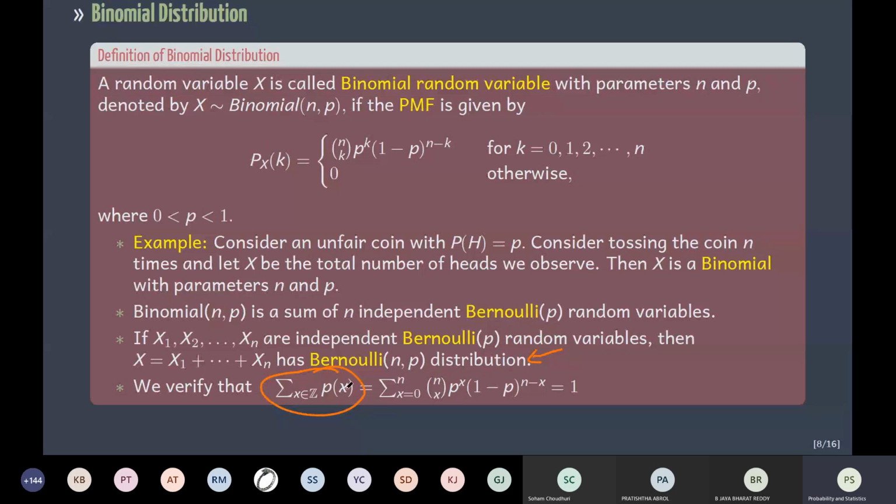We can also verify that the sum of the PMF, the sum of these p values, will be 1. This you can also check. It is the sum over x equals 0 to n. I have started using x, but here it was k. It doesn't matter. So this sum will be 1.